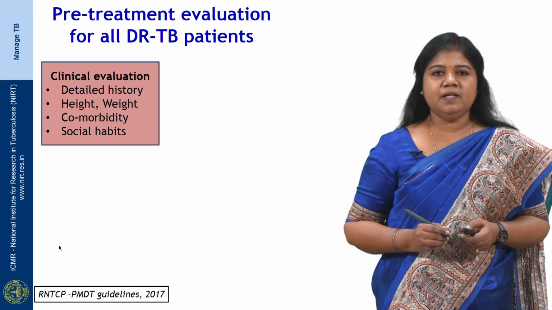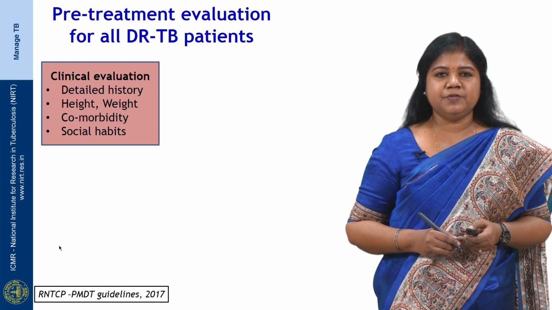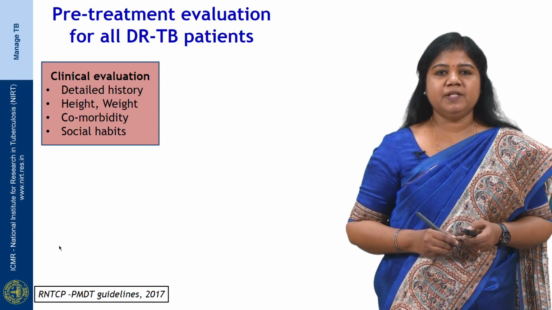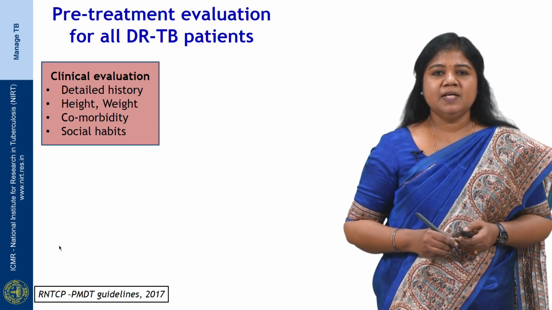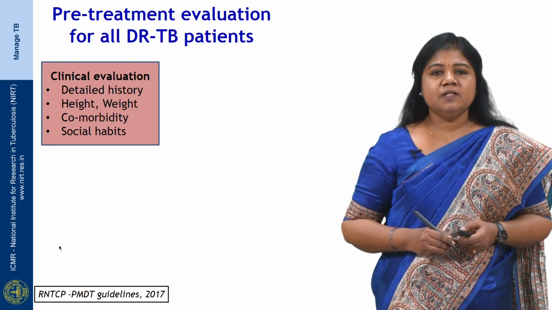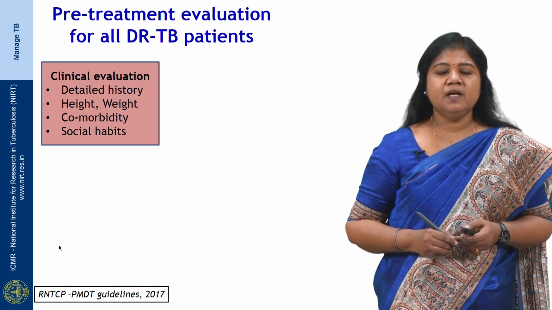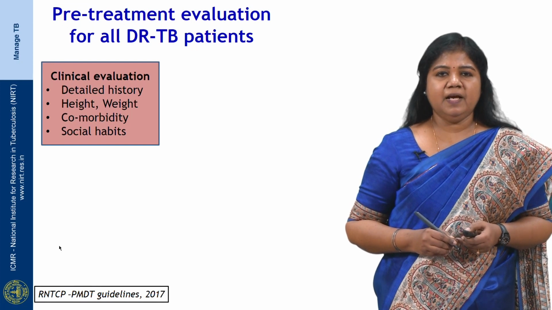There should be a clinical evaluation in which a detailed history about the patient's symptoms is taken, including treatment with previous anti-TB drugs. The height and weight should be recorded. The comorbidity, especially diabetes and HIV, should be documented. Social habits like smoking and alcohol.